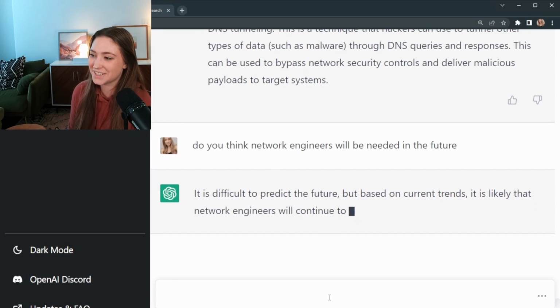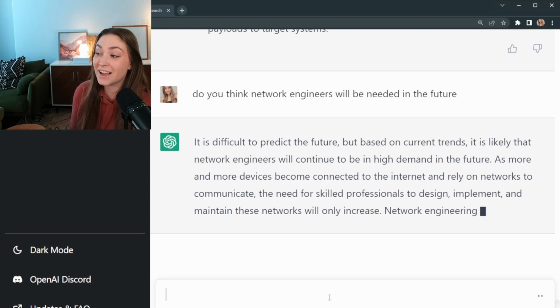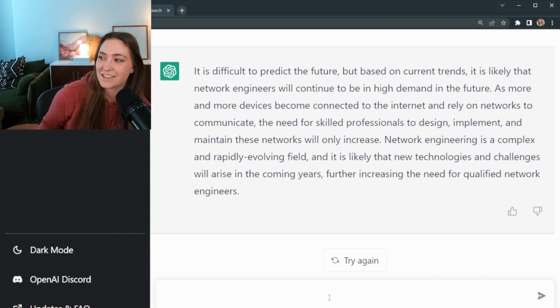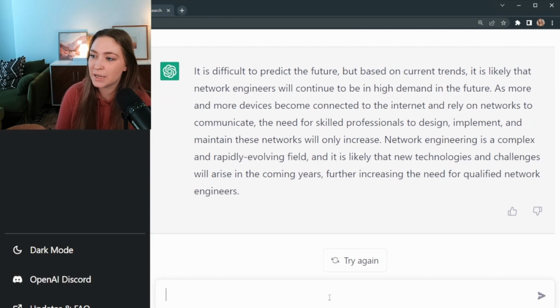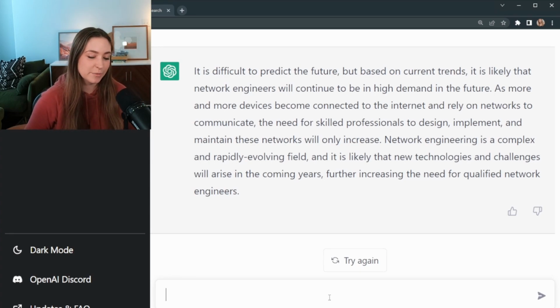It is difficult to predict the future, but based on current trends, it is likely that network engineers will continue to be in high demand in the future as more and more devices become connected to the internet and rely on networks to communicate, the need for skilled professionals to design, implement, and maintain these networks will only increase. Network engineering is a complex and rapidly evolving field. It is likely that new technologies and challenges will arise in coming years, further increasing the need for qualified network engineers. I would also like to agree with that statement as well.